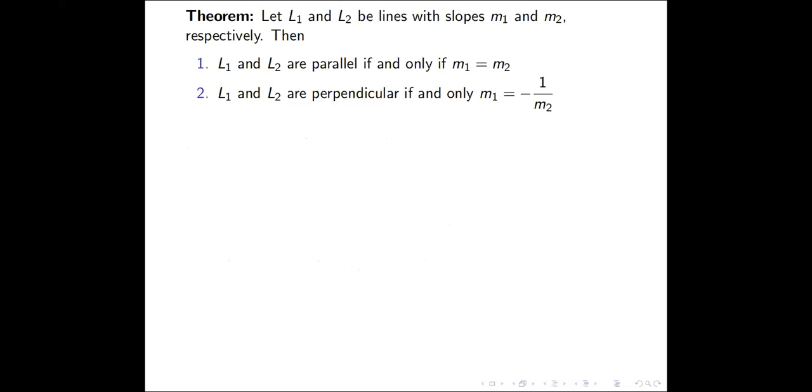So let's just recall. Two lines, say L1 and L2, with slopes M1 and M2 are, number one, parallel if their slopes are equal. That is, stated mathematically, M1 is equal to M sub 2. And we know that they are perpendicular if the slopes are negative reciprocals of each other, meaning M sub 1 equals the negative of 1 over M sub 2.